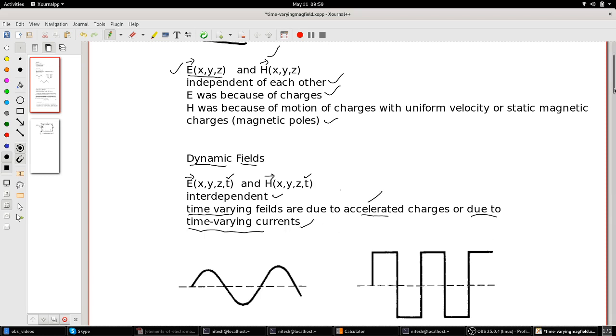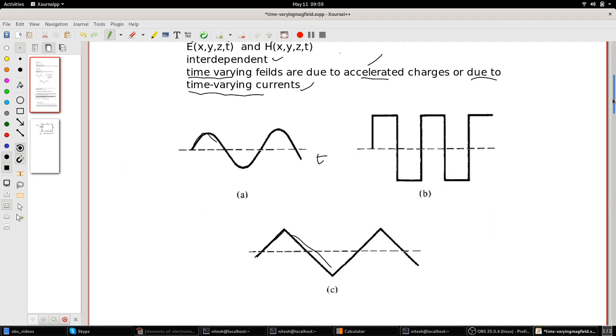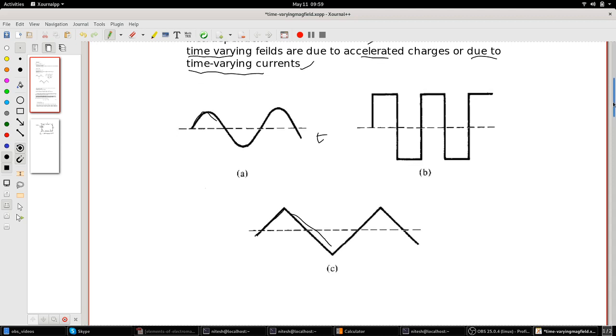So some illustrations of the time varying currents are something like this. It's changing with respect to time. So this is time, and if this is the magnitude, then you see it's changing with respect to time. These are called pulsated currents. Here it's no longer steady, so you have a changing field which will result because of this change in the value with respect to time.